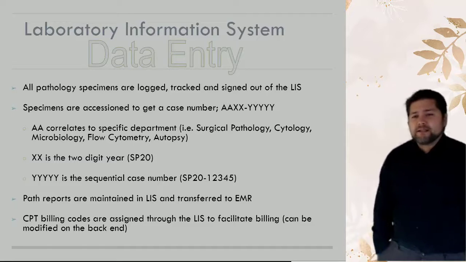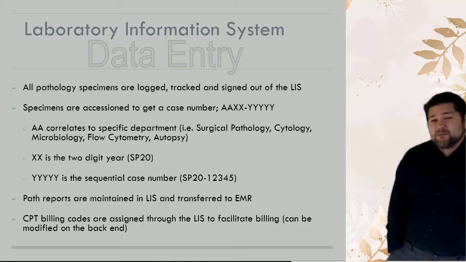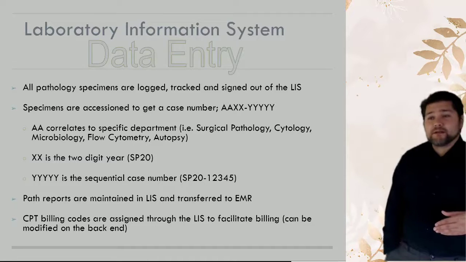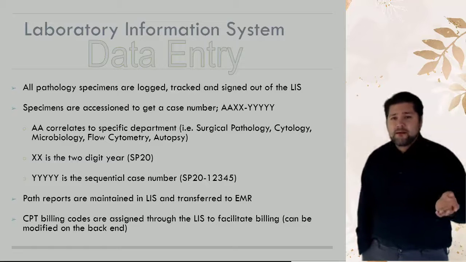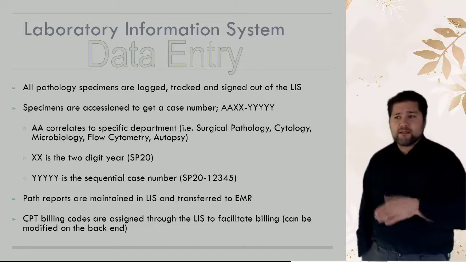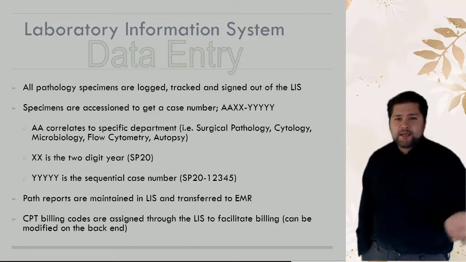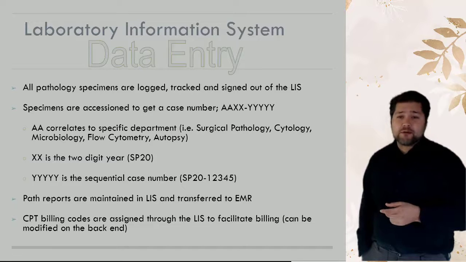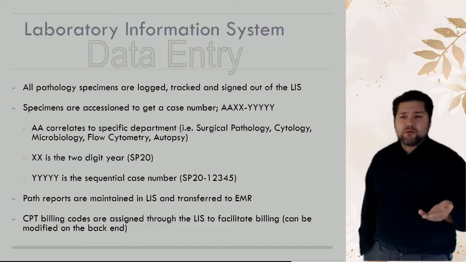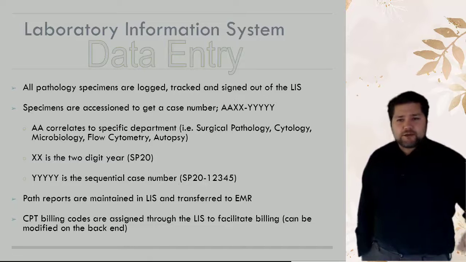It kind of just varies on what the organization set up for their specific designations. And then you want to make sure you designate what year it is. So this will be SP20, so surgical pathology 2020. And then you'll just assign a sequential case number, starting with 1 and just working your way up until you're done for the year, and then you'll rotate it.